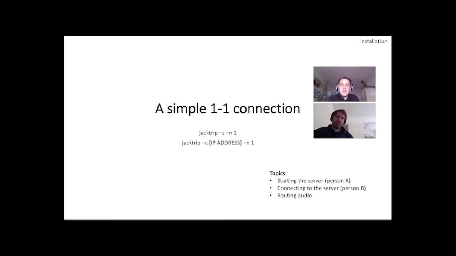Now in the section immediately before this, we were setting up our internet router so that one of us, me, can act as a server. We installed Jacktrip and got it ready, and we found the terminal where you can run the Jacktrip command from. So in this section we're just going to quickly establish a simple one-to-one connection between the two of us.